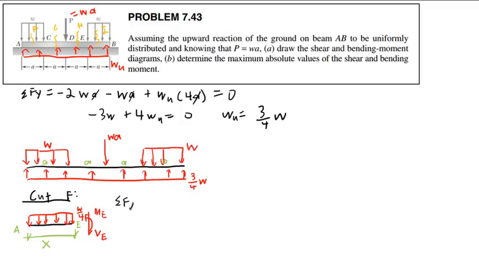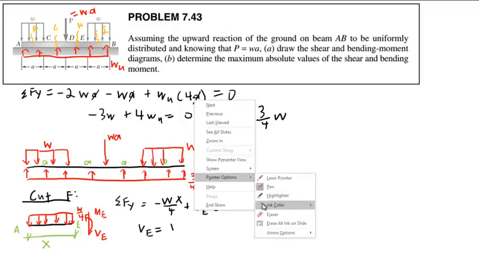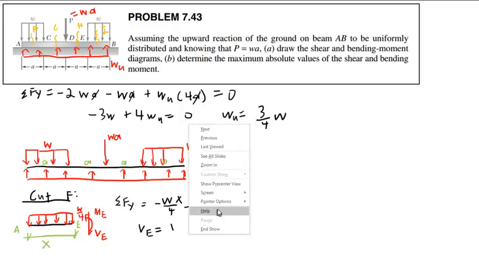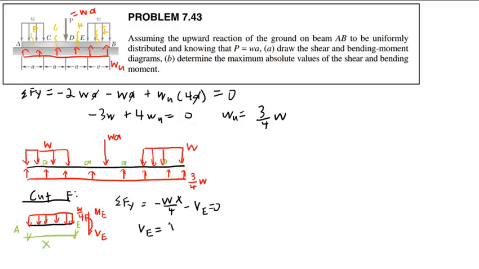Summation of forces in the y direction, I will have negative Wx over 4 plus VE equals 0, and VE is equal to then just Wx over 4. Wait. Oh, sorry, that's a negative here. So it's actually going to be a negative shear, negative Wx over 4. All right, that's VE.